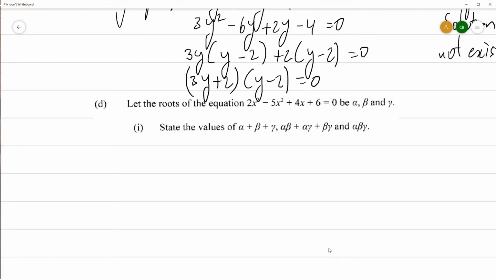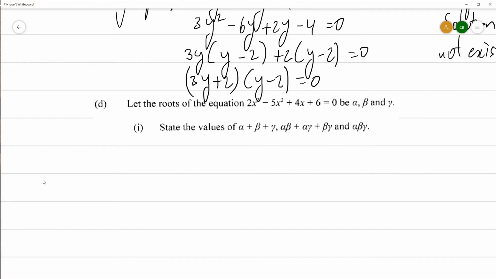Part D is a cubic equation. This is the power tree here. You may have some problems seeing it with this writing, but that's the power tree. And this cubic equation has roots alpha, beta, and gamma. And we have to state the values of the sum of the roots, the product of all three, and also this combination we have here.